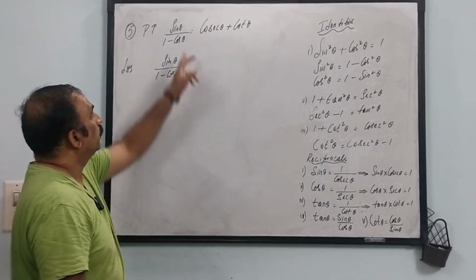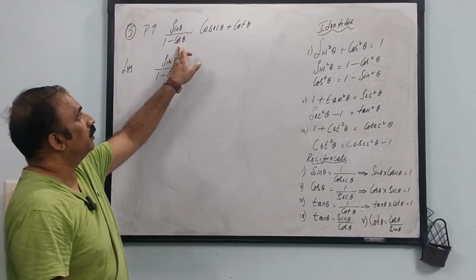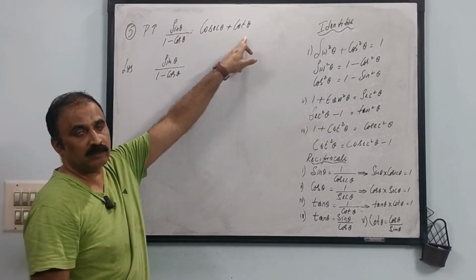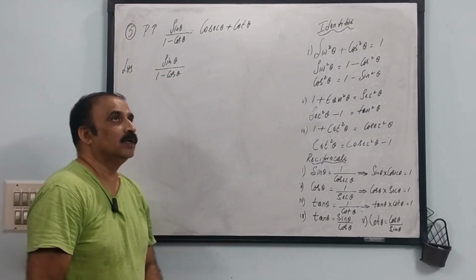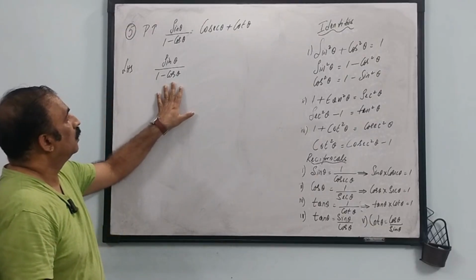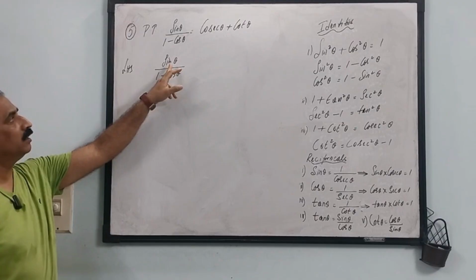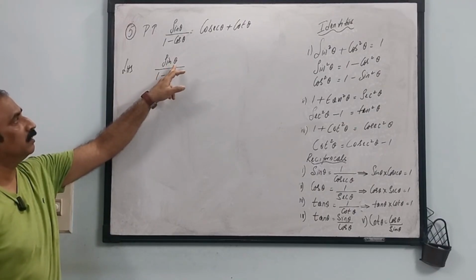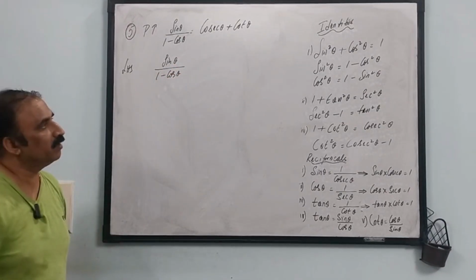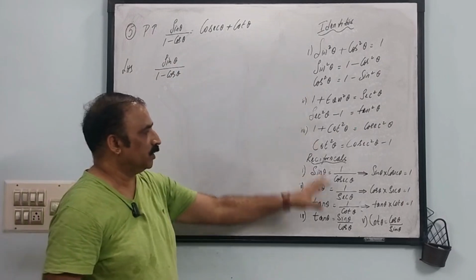It says sin theta divided by 1 minus cos theta. You have to prove it as cosec theta plus cot theta. I'll take up the LHS. Now, when you take the LHS, the problem doesn't continue over here, because sin theta at the most you can write it as 1 by cosec theta, and 1 minus cos theta, you don't have anything else to be written over there in this particular identity.